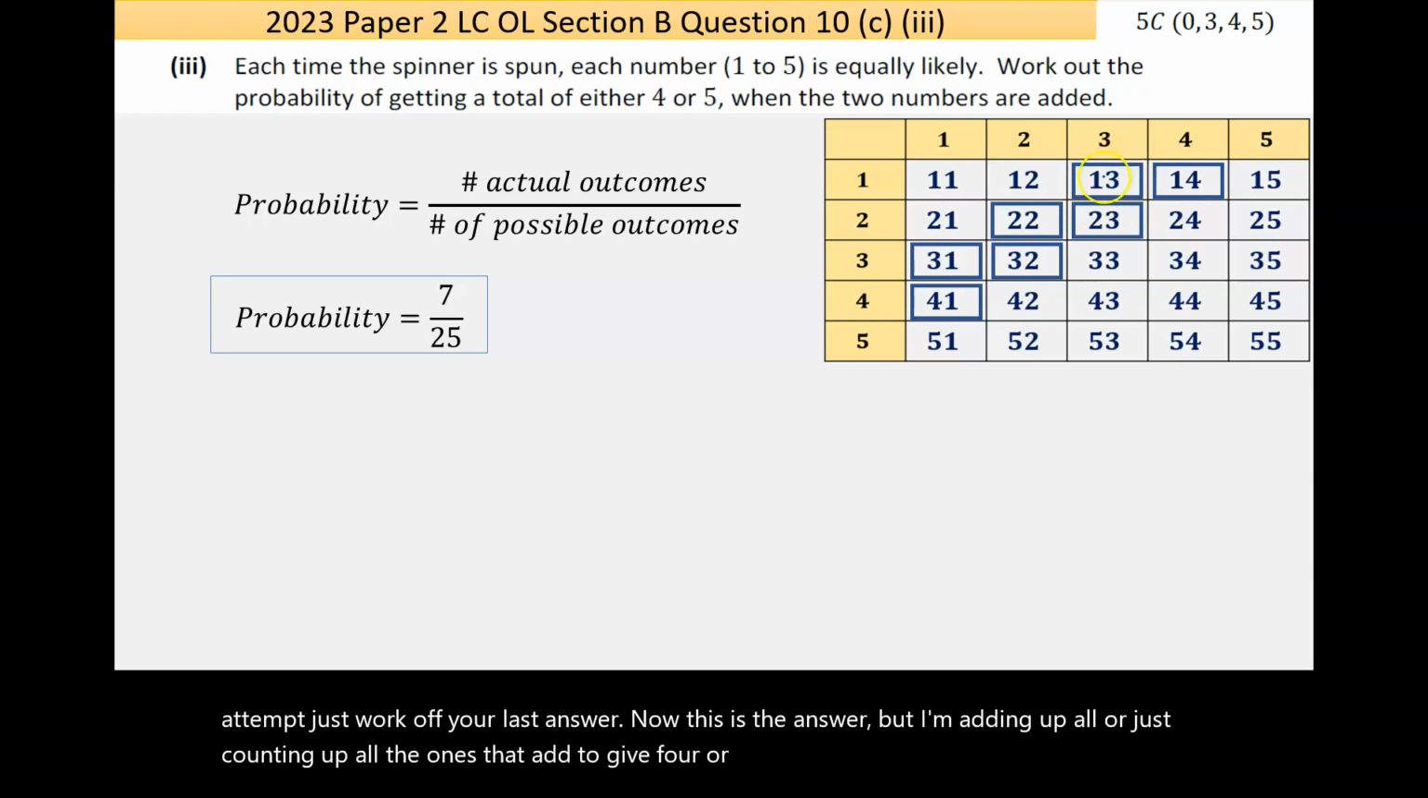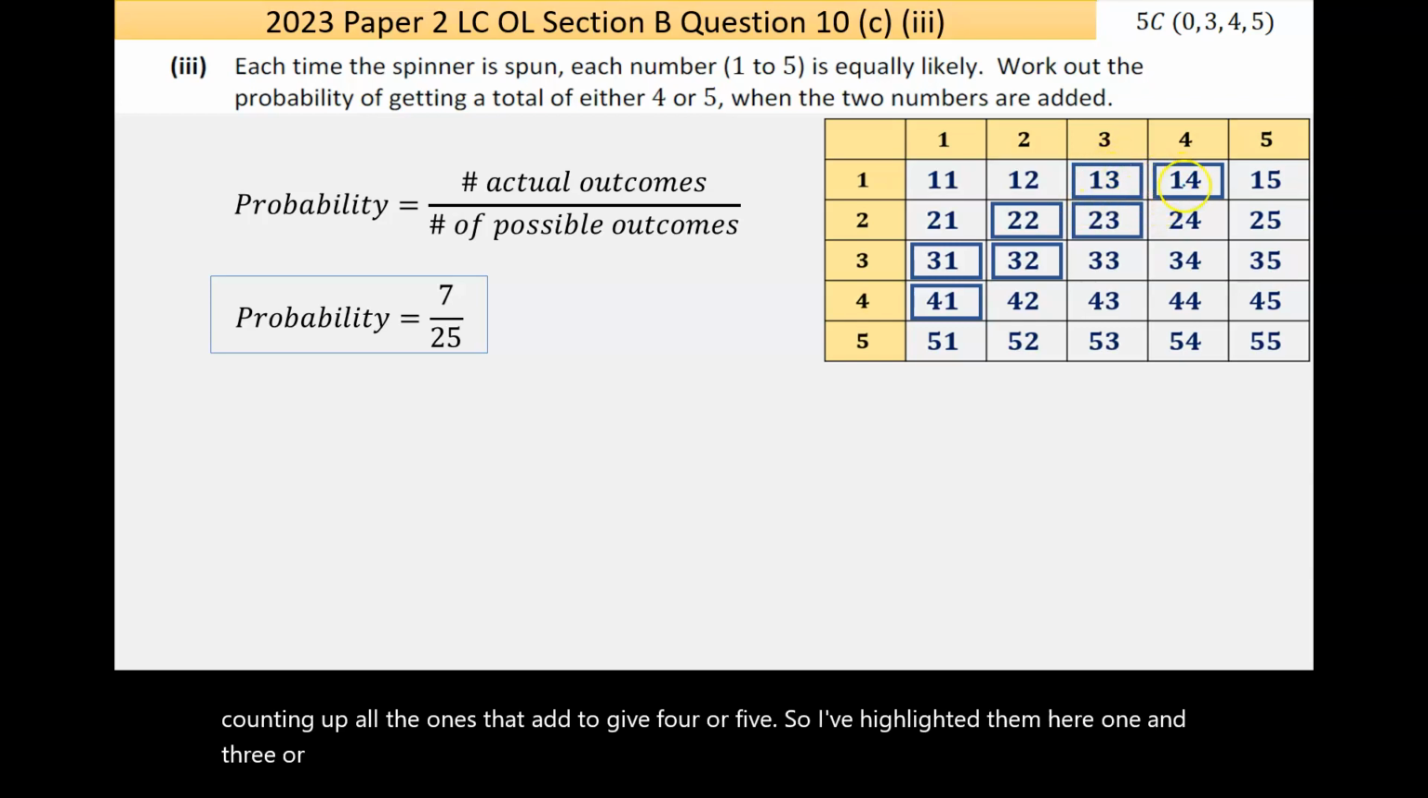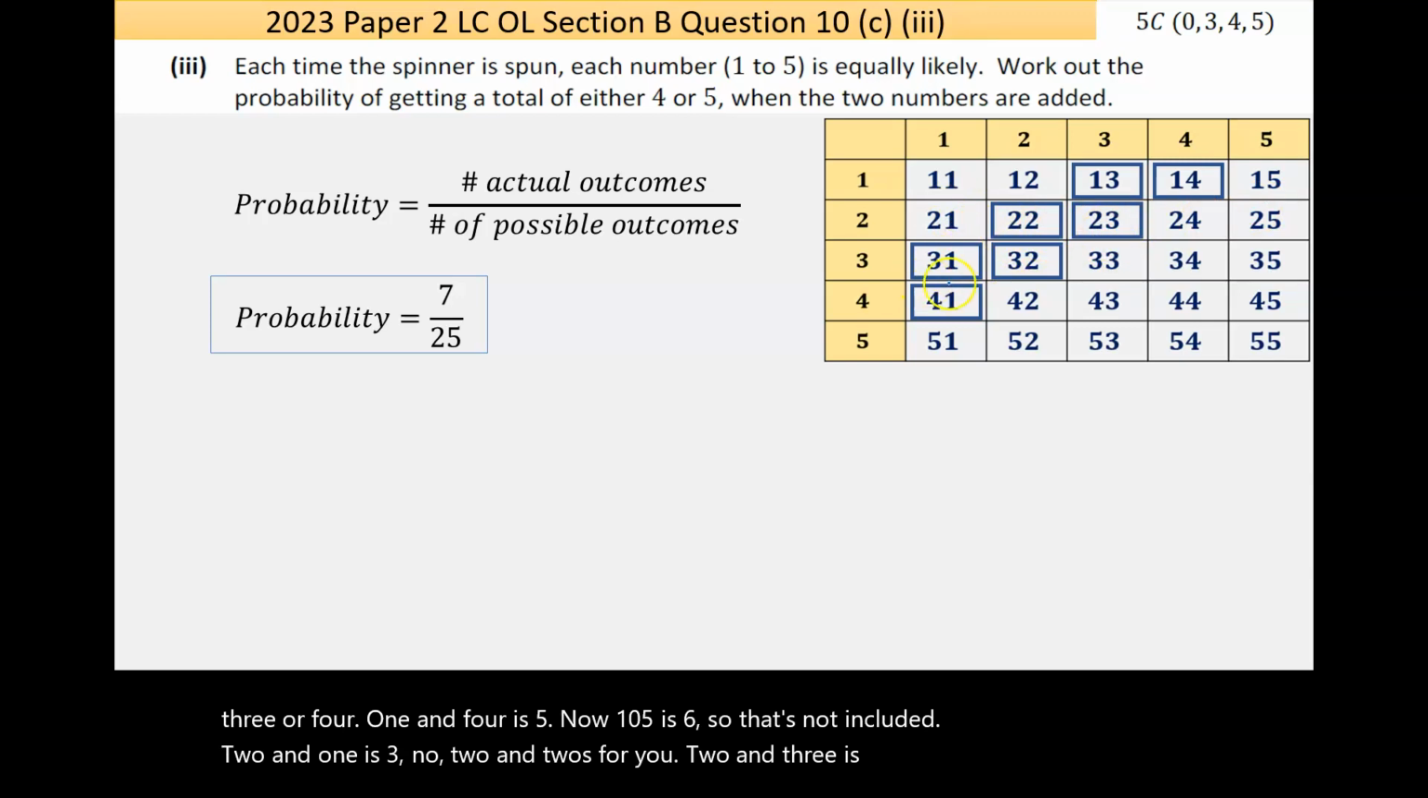So I've highlighted them here. 1 and 3 is 4. 1 and 4 is 5. Now 1 and 5 is 6, so that's not included. 2 and 1 is 3. No. 2 and 2 is 4. Yeah. 2 and 3 is 5. So you see the ones that are highlighted.